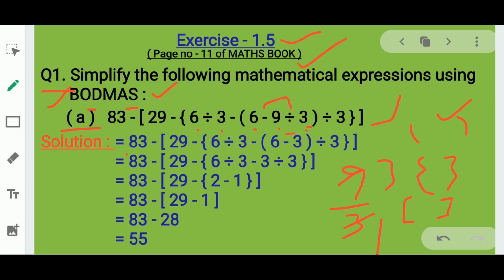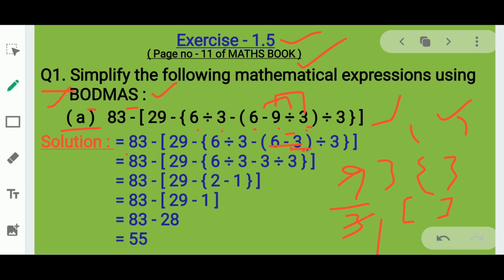83 minus big bracket 29 minus curly bracket 6 divided by 3 minus 6 minus 3 divided by 3. Here 3 comes after the division of 9 by 3. Now we again have a small bracket and we have to solve it. When we solve 6 minus 3, what should we get? We get 3. When we subtract 3 from 6, we get 3.